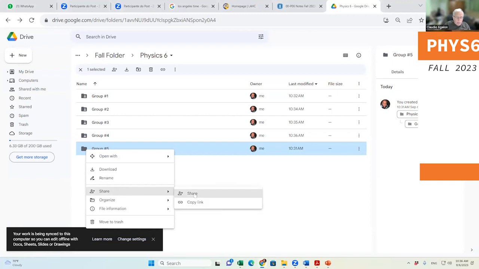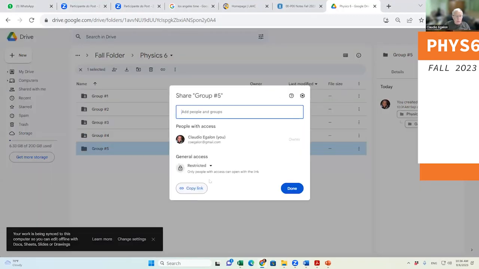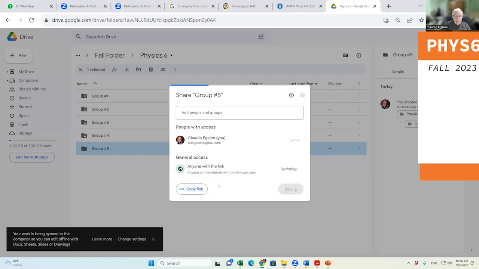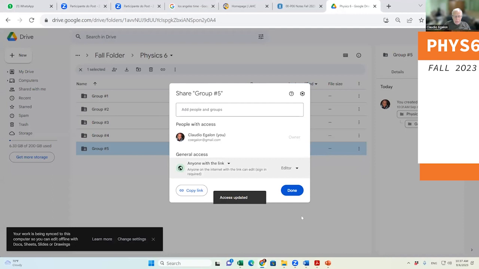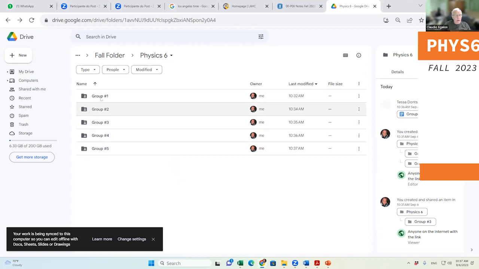Group 5. Okay, anyone? Editor. Okay, copy the link. So Catherine, I will send you the link to your group folder. Please share that with your group members. So now we're there.